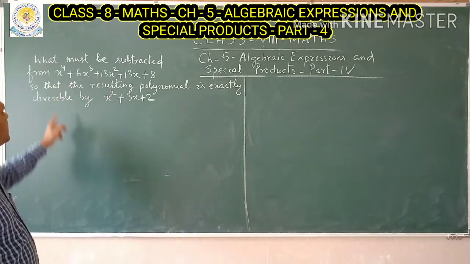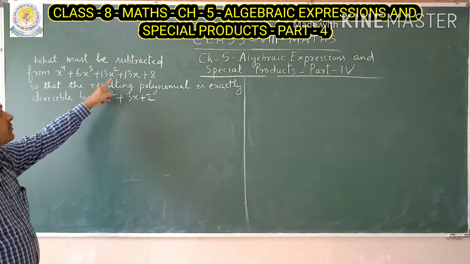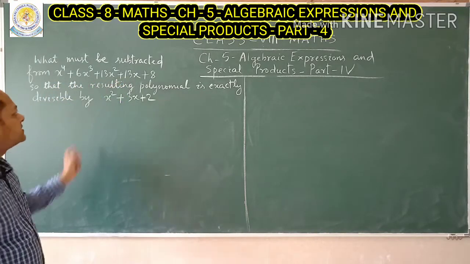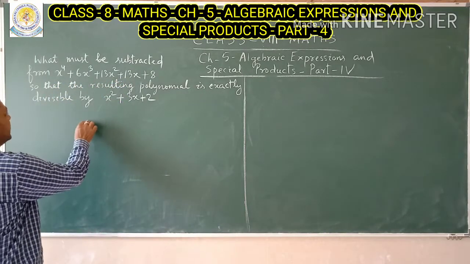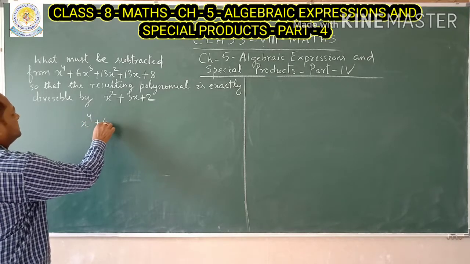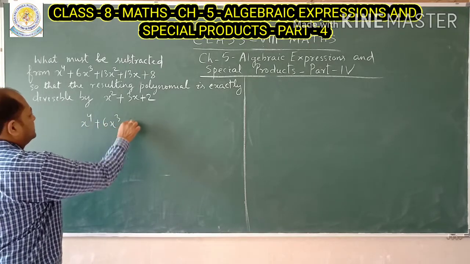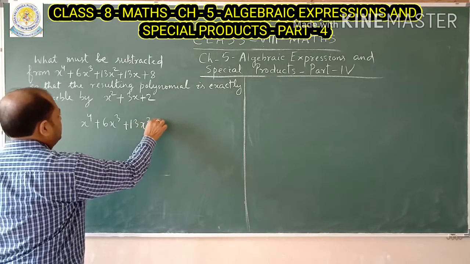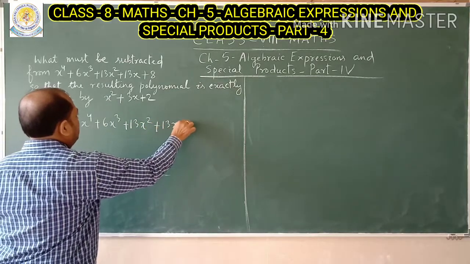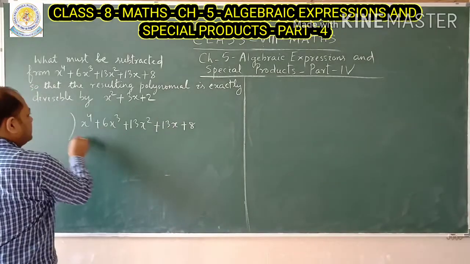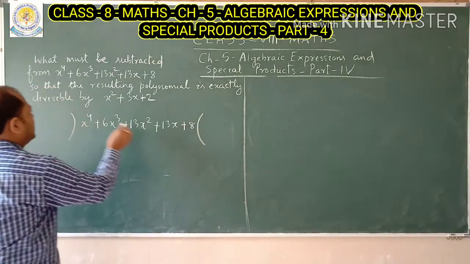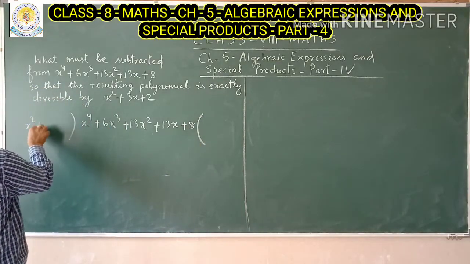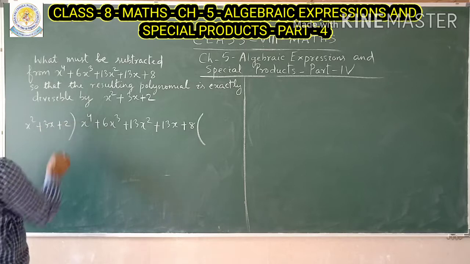So write the dividend. We are looking at the dividend is in proper order, so no need to arrange it. So write the dividend: x to the power 4 plus 6x cube plus 13x square plus 13x plus 8. So what is the divisor here? The divisor here is x square plus 3x plus 2.